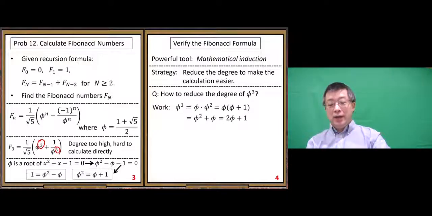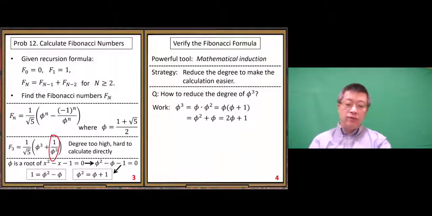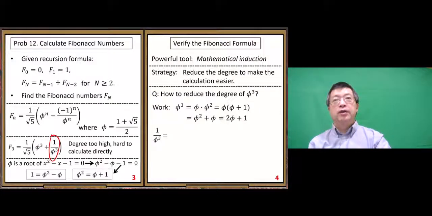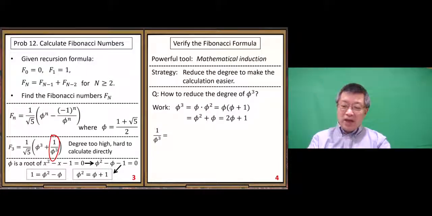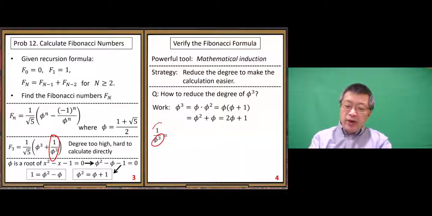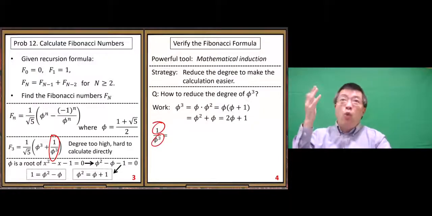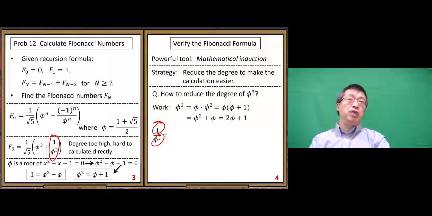Next, we want to look at the second term, 1 over phi cube. Now, this time the trick is phi cube. Most of you feel it's hard because the cube is at the bottom. How can you do it? The numerator already has the lowest degree. 1 is already the simplest expression. How can we do it?